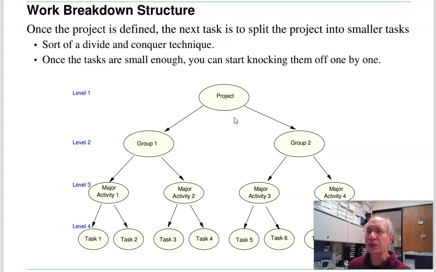The work breakdown structure is kind of how you organize the project. Once the project is defined, the next task is to split the project into smaller tasks. Kind of a divide and conquer technique, and typically there are 4 different levels. At the top level, there's the project and the project charter. That defines what the project is. Oftentimes we'll split the project into different groups, like mechanical, electrical, manufacturing, sales. Each of those groups will have a list of activities they need to do, and within those activities are tasks.